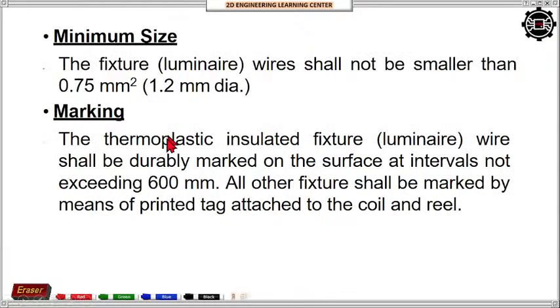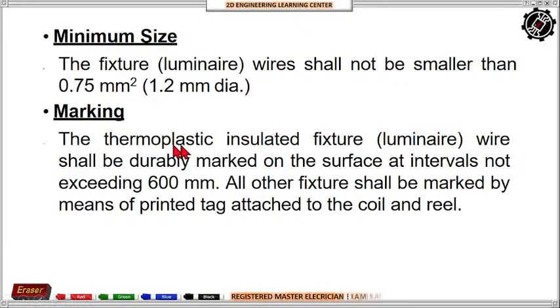So for the luminaire, fixture luminaire natin na ating mga ilaw, ang pwede natin gamitin na size ng wire is only ang pinakamaliit. So this is the minimum, hindi na pwedeng bumaba sa size na to. That is 0.75 square mm, or if that is a solid wire, ang kanyang diameter is 1.2 millimeter.